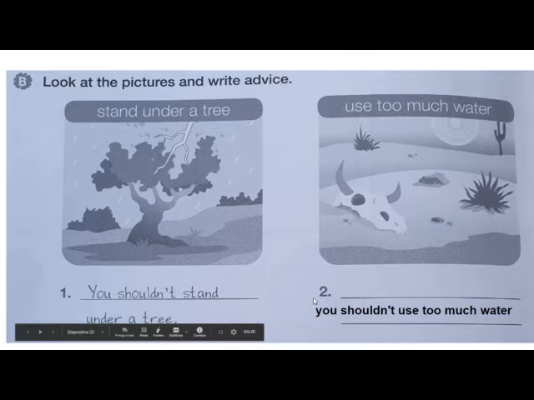Number 2, you have to write the subject, you, and then you have to write the modal. In this case, in negative, shouldn't, in negative, and you have to write the same, okay? The verb in the base form, used too much water, the complement, okay?